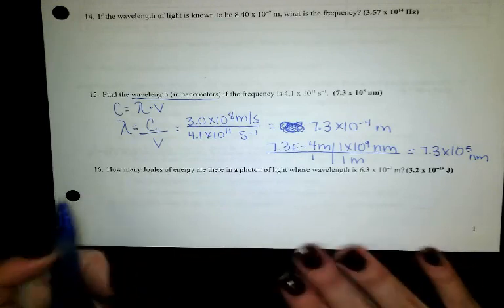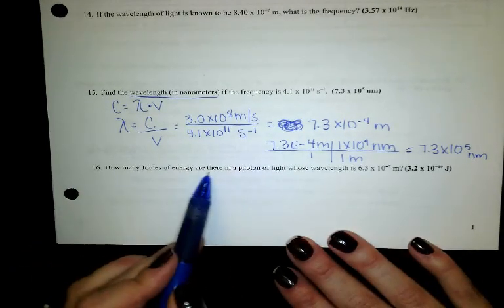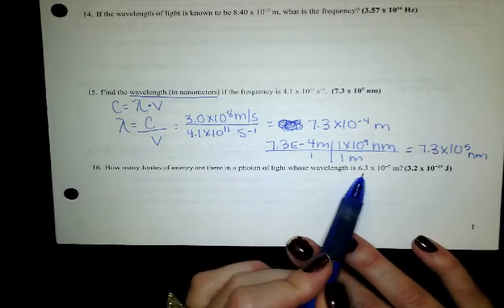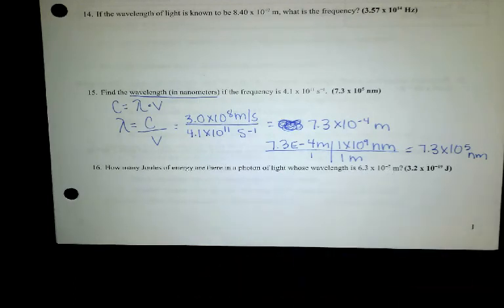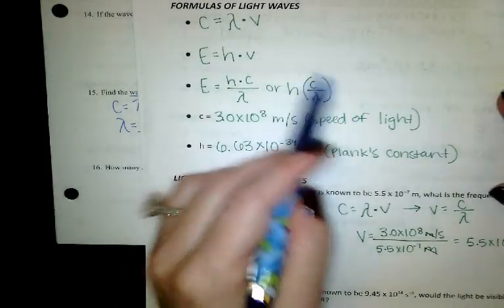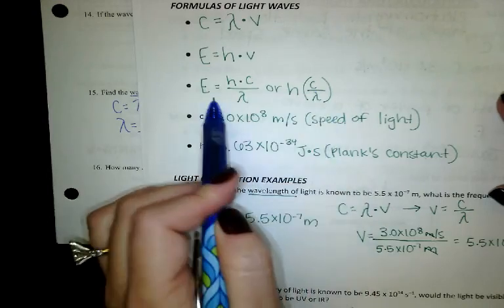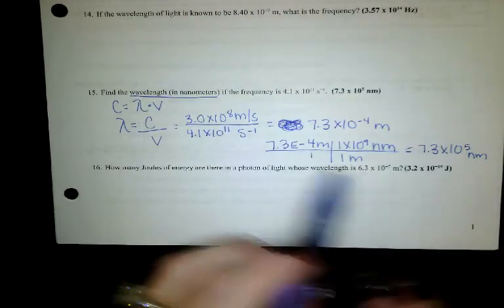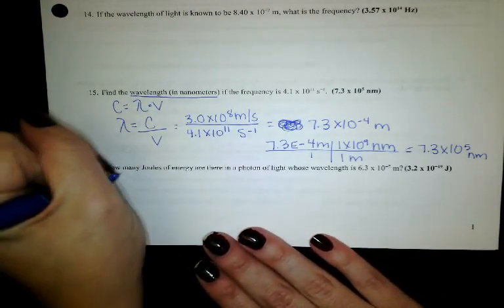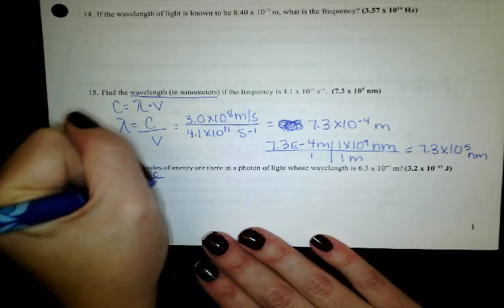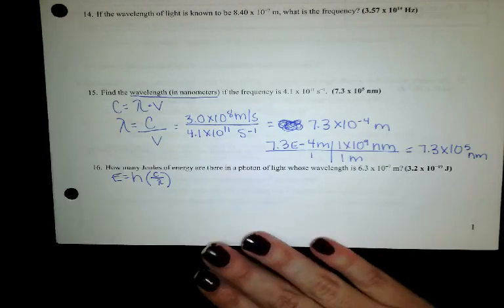Now the next question says, how many joules of energy are there in a photon of light whose wavelength is 6.3 times 10 to the negative 7th meters? Looking at these formulas, I can use this one, which has Planck's constant, speed of light, and wavelength to calculate my energy. So energy is equal to Planck's constant times the speed of light divided by wavelength, because the speed of light divided by wavelength is going to be frequency.